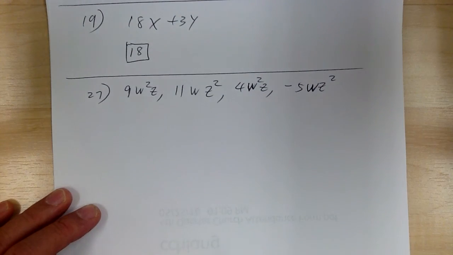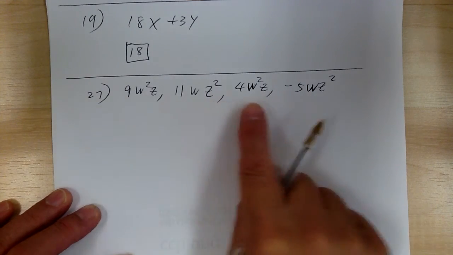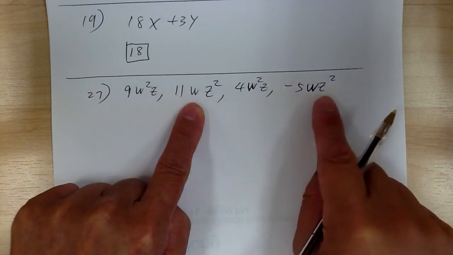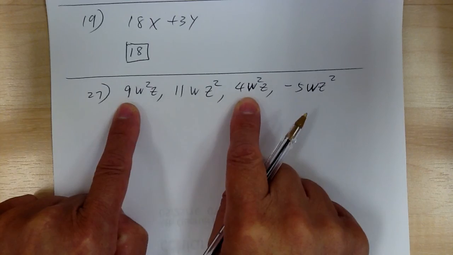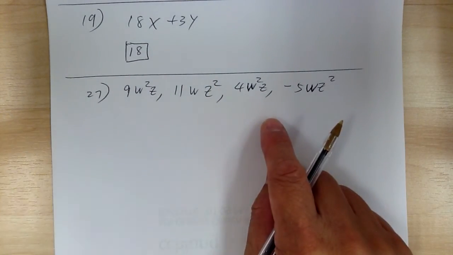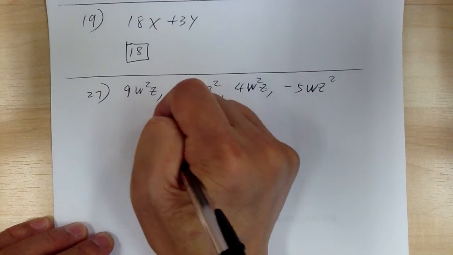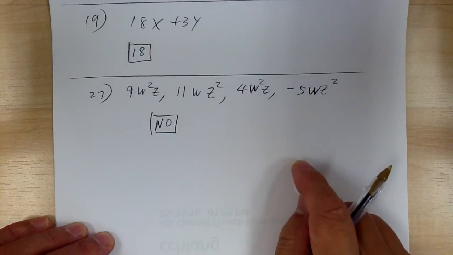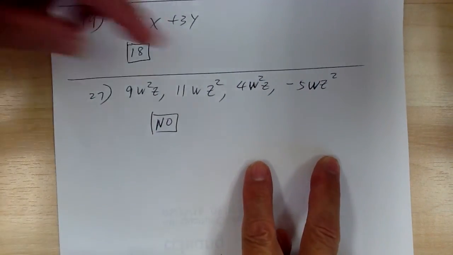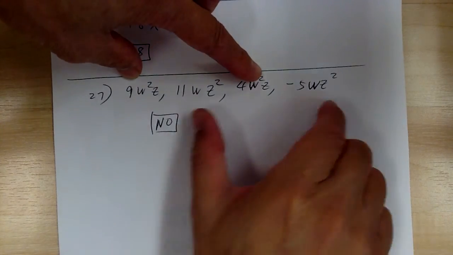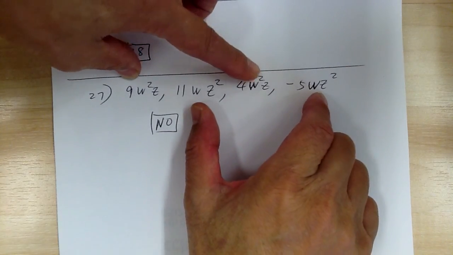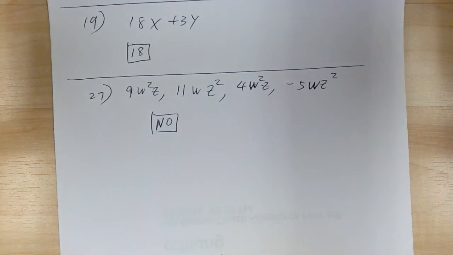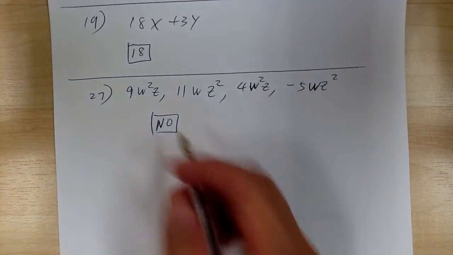Then for the second part, you have to tell if they are all like terms or not. Are they all like terms? No. These two are like terms, these two are like terms, but all of them are not the same. So the answer is no, because there are two different kinds. You've got one kind here, and another kind over here. In order for the answer to be yes, all of them have to be the same kind. Okay? And so that's it.